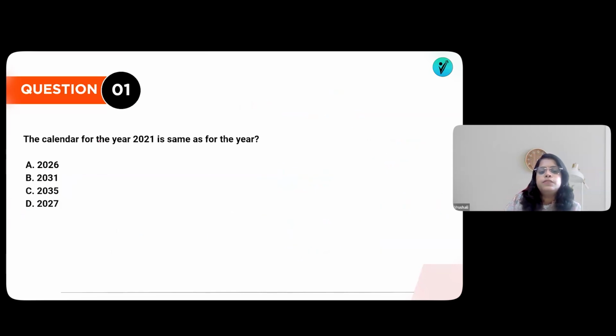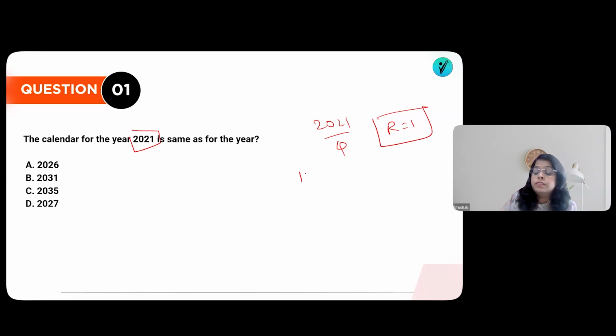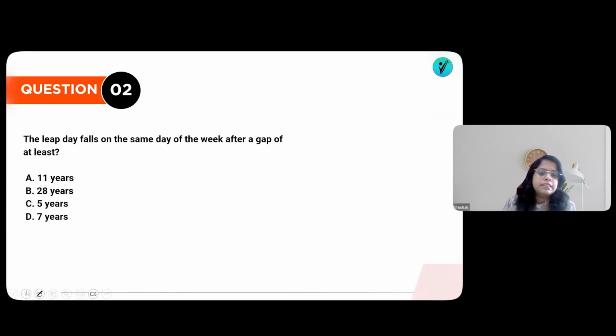First question: the calendar for the year 2021 is same as for what? What we know is that 2021, if I divide by 4, remainder is 1. That means the calendar will repeat after 6 years. So this will repeat in 2021 plus 6, that means 2027. So it will repeat in 2027. That's it. Easier. Then let's see the next question.